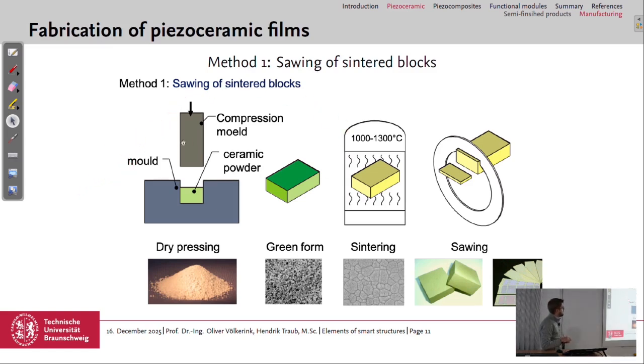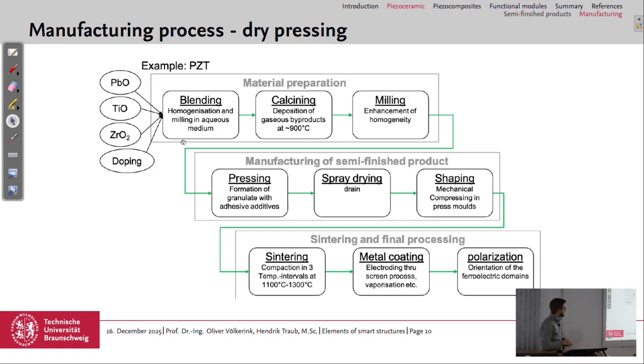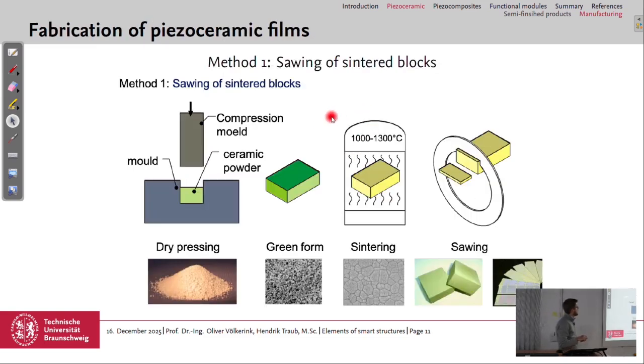Same process, or process starting from here, so not the material preparation but the manufacturing of the semi-finished product. You have the ceramic powder in a mold, then compress it. So afterwards you have the green body. The green body goes into the sintering process, between 1000 and 1300 degrees Celsius. And then you, for example, can cut these thin plates from the green body and have the plates you can then further use for building these transducers.